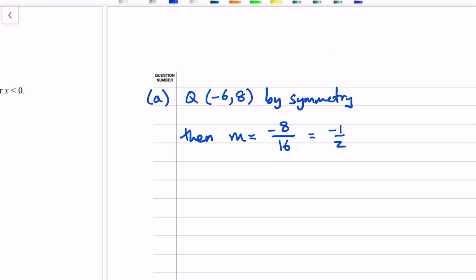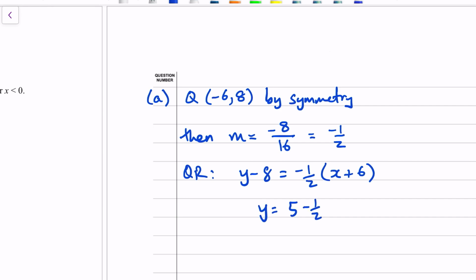And we can use any of the points. I'll just use the point Q. QR is y minus 8 equals negative 1/2 (x plus 6). We can rearrange that to be y equals 5 minus 1/2 x, or mx plus c form.